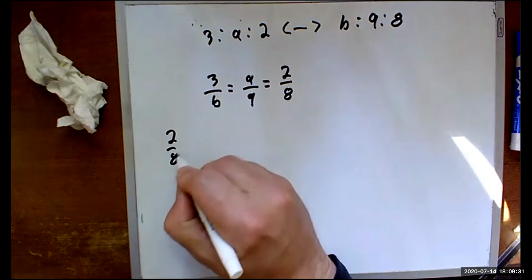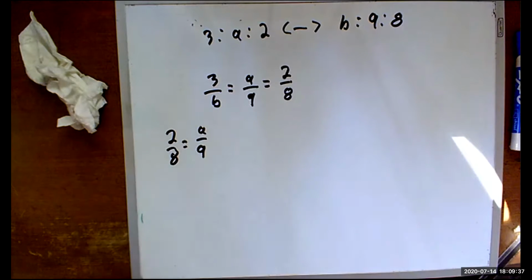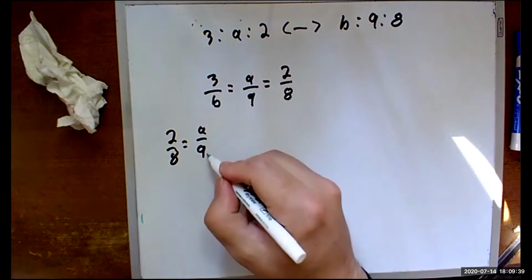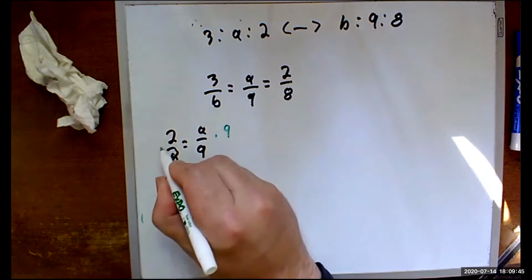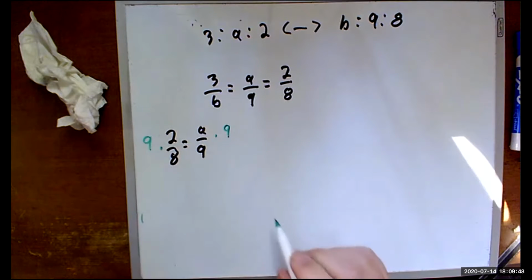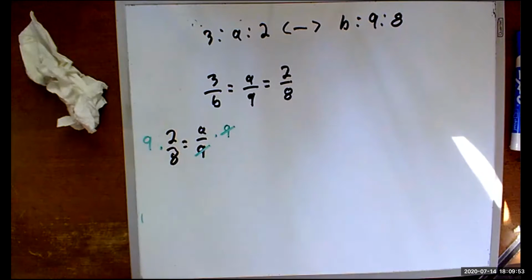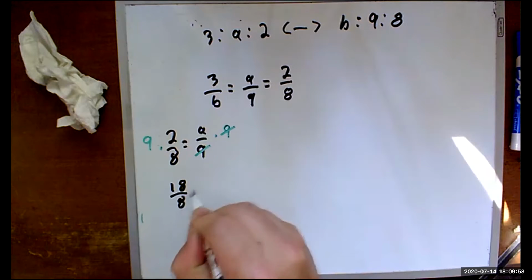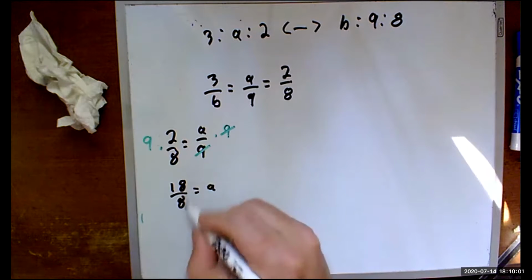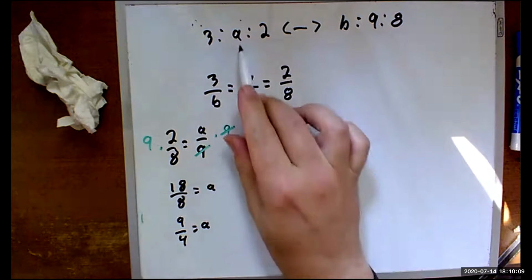So 2 over 8 will be equal to A over 9. I'm trying to get the A all by itself. It's being divided by 9, so I will multiply it by 9 to undo that. Whatever I do to one side of an equation, I must do to the other. So then those cancel. 9 times 2 is 18. The 8 stays where it is. That can reduce, both divide by 2, and I end up with 9 over 4. And that's going to solve that A.